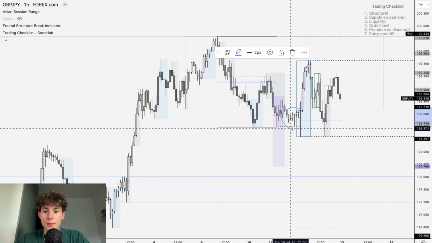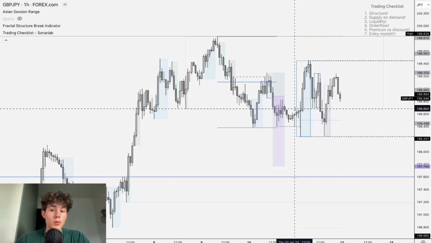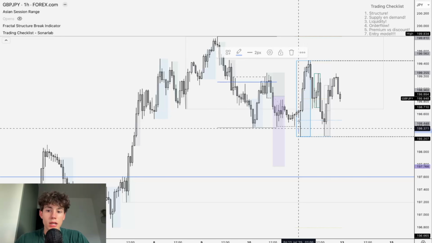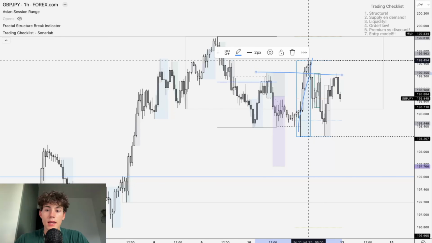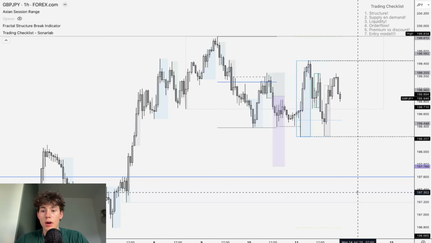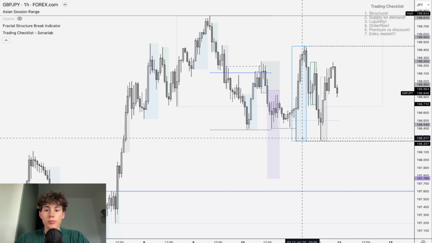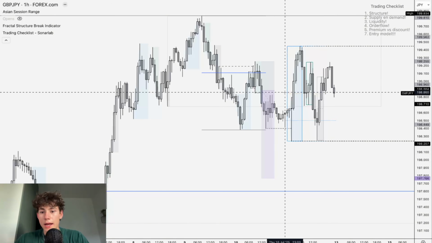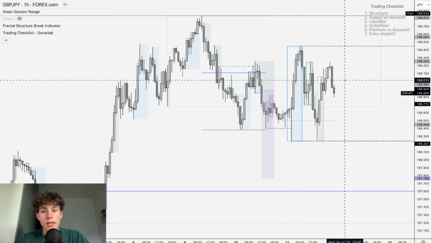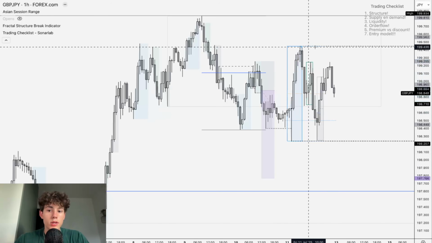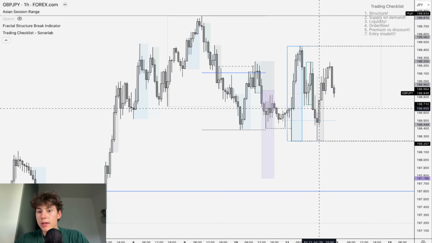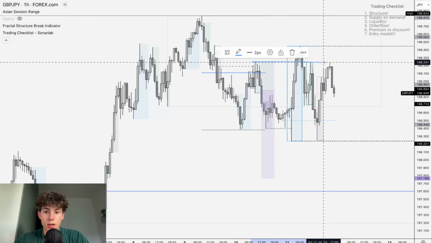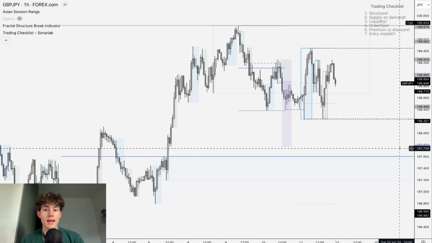So then it became night, and at that moment I should have removed my limit, because as you can see during Asia we got a swipe of the high and then we could possibly dump down lower. So instead of holding my limit overnight, I should have been patient and waited for the next day in order to find a new setup, which ended up not forming, but it is better than hitting a stop loss. So that was my mistake, that I should not trade after 5 p.m.